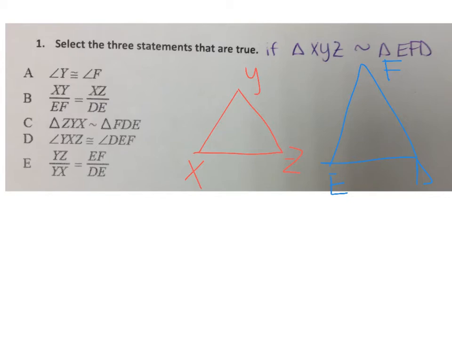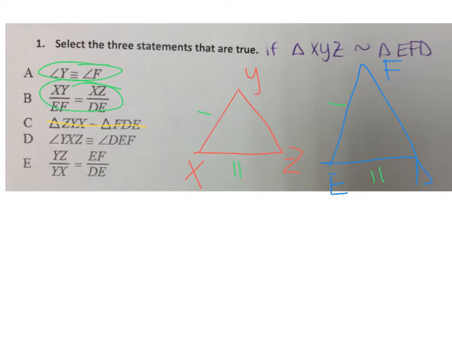So A says, is angle Y equal to angle F? That's going to be true. They're both in the same spot. B says XY, I'm going to find that side, over EF, okay, those sides match up, is equal to XZ, that's the bottom one, over DE, that is also the bottom one. Since all of those match up, answer choice B is true. Let's try C. Triangle ZYX, so we're starting from the right, is similar to triangle FDE. Those were not named in the same order, so C is not true.